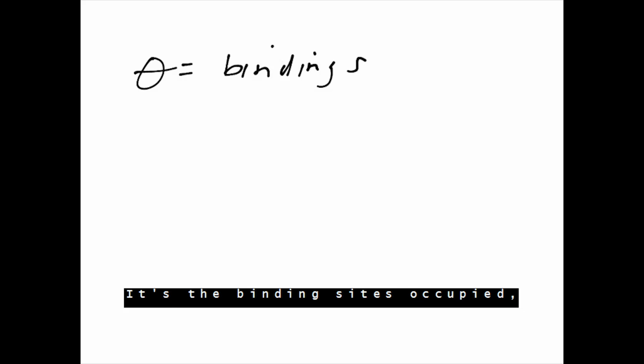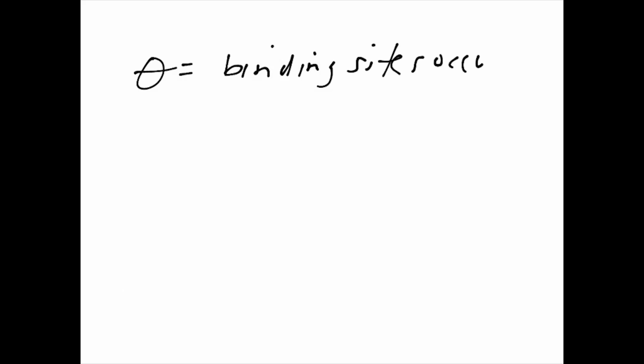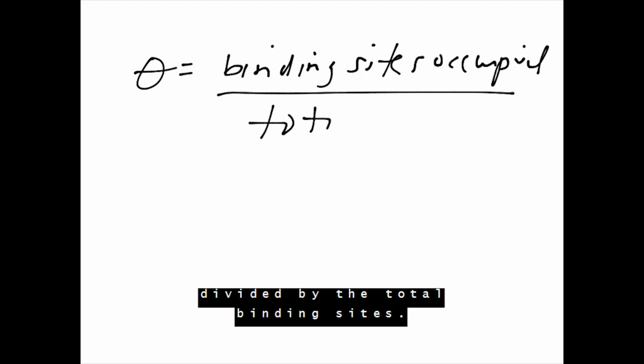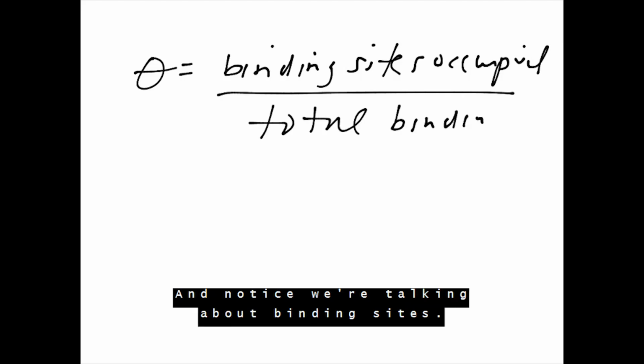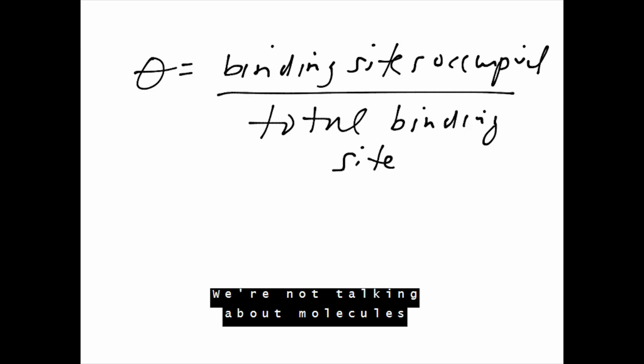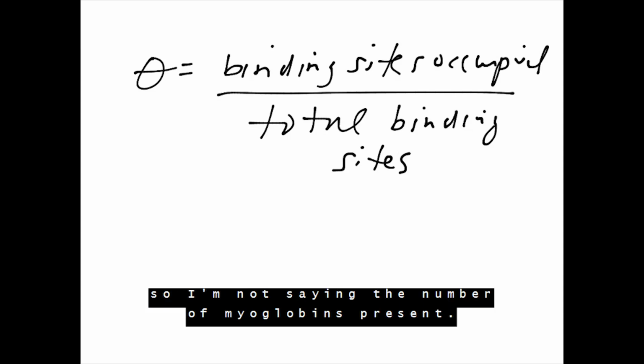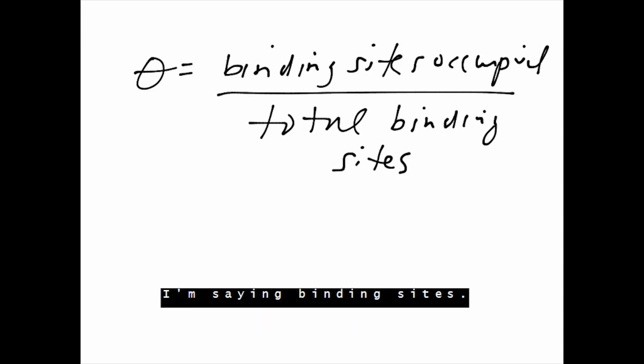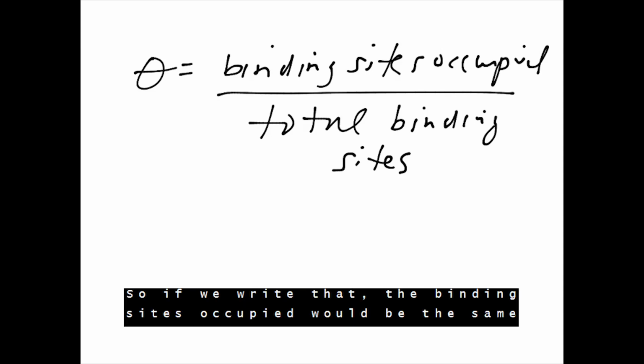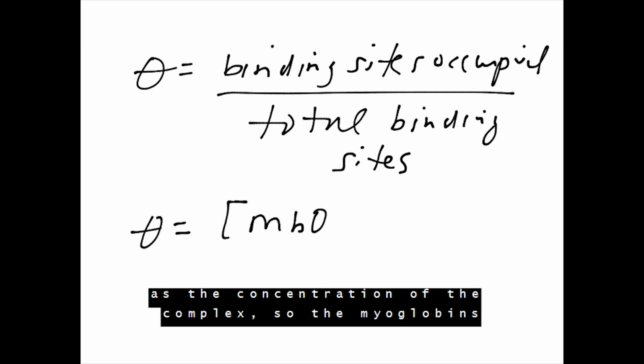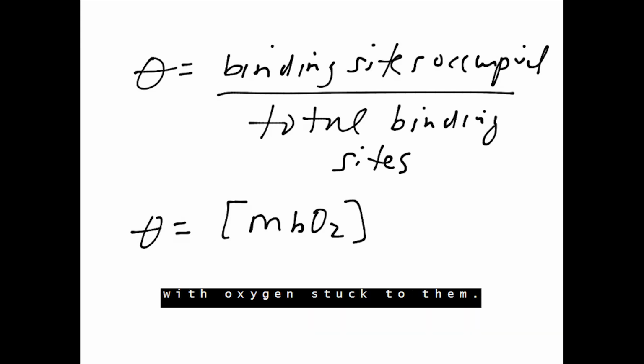So we can write our expression for theta. It's the binding sites occupied divided by the total binding sites. And notice we're talking about binding sites, not molecules. I'm not saying the number of myoglobins present, I'm saying binding sites. So the binding sites occupied would be the same as the concentration of the complex, the myoglobins with oxygen stuck to them.